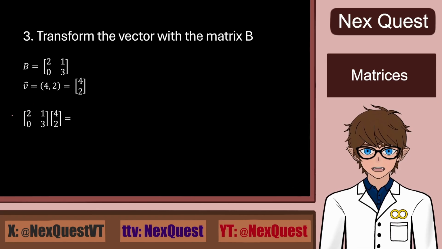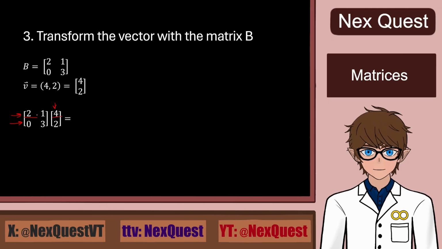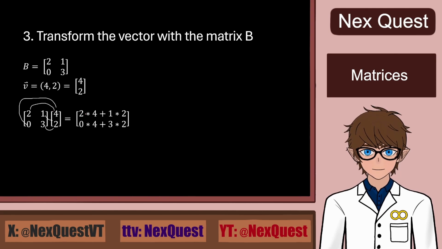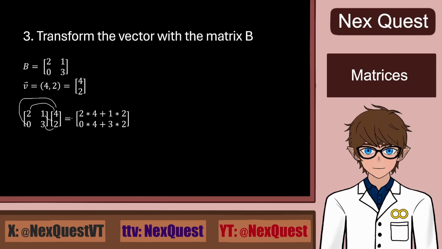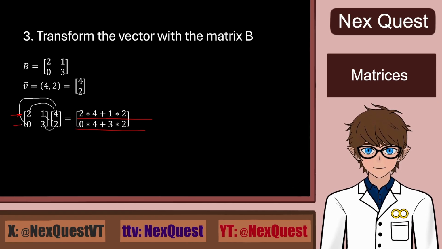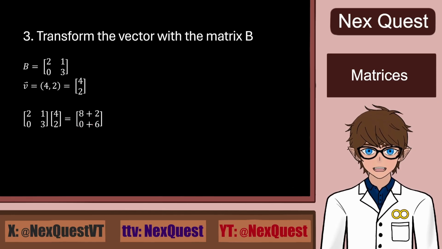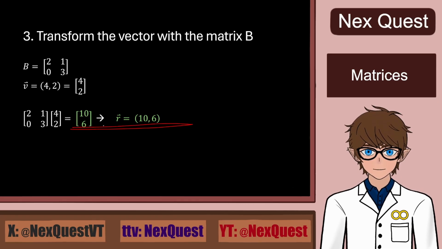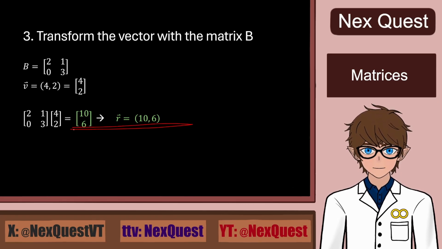Now we just use the rule to mark the rows of the first one and then the columns here. First element, first element, first element, first element, second element, second element, second element. Basically like this. So 2 times 4 plus 1 times 2 for the first row, because this is the first row. And then 0 times 4 plus 3 times 2 for the second row, because this is the second row. And we get 8 plus 2 over 0 plus 6. And we get 10, 6 as our vector. So here is the resulting vector and its matrix form, and that's it.